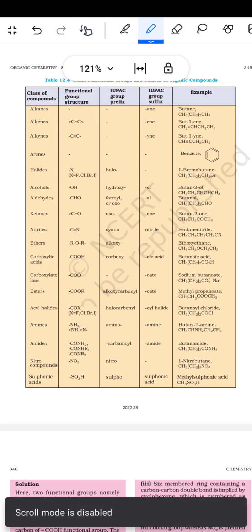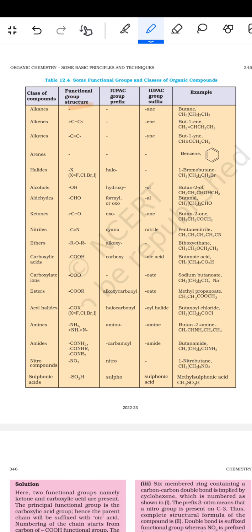Now the functional group structure. IUPAC group structure, IUPAC group suffix and examples.